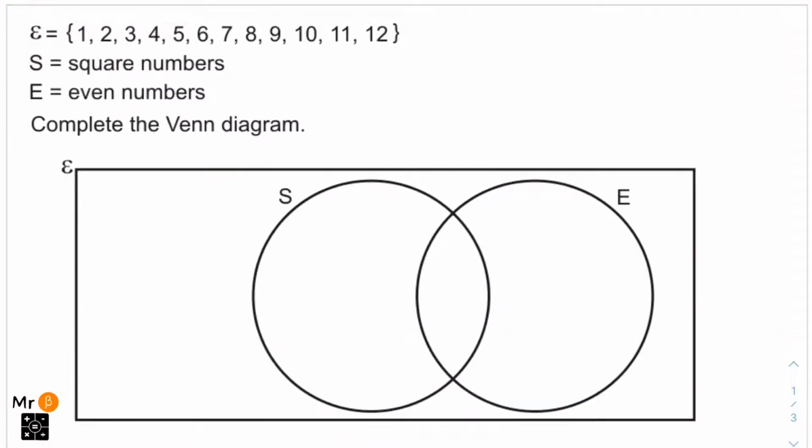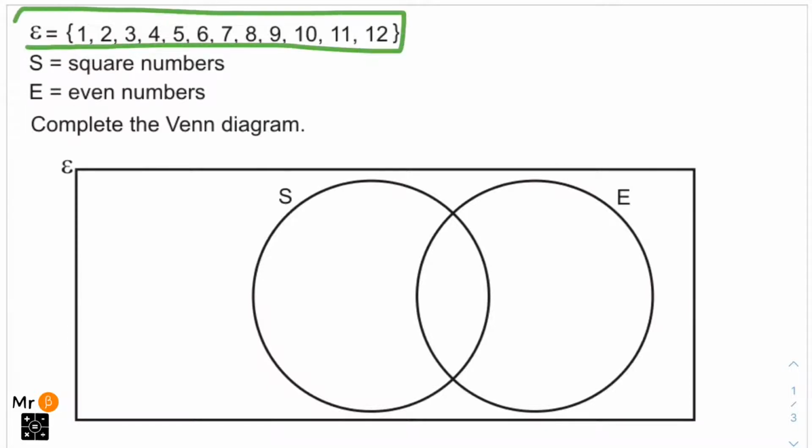Our third question is a different style of question. It's told you that in the set you have these numbers here. Therefore, all the numbers from 1 to 12 have to appear somewhere in this rectangle for you to get full marks. It tells you that S is the square numbers, E is the even numbers. So what I would do and recommend is write down all your square numbers next to S. So our square numbers, 1 squared is 1, 2 squared is 4, 3 squared is 9, 4 squared is 16, but that's too big.